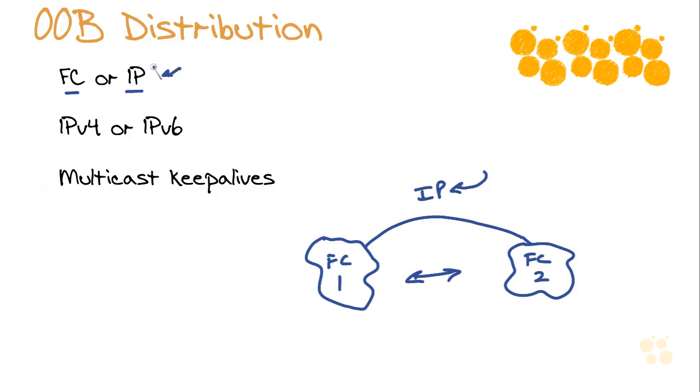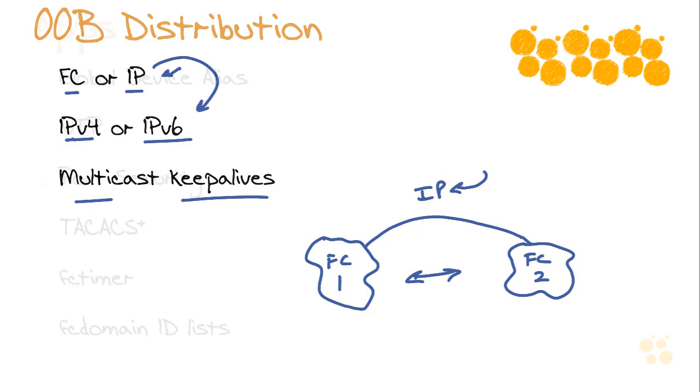When we are moving this information across an IP environment, great news. It could be v4 or v6 that we're doing this with. And keep in mind that when we are distributing this information, we are using a multicast keepalive mechanism behind the scenes in order to ensure the peer that we are moving this information with is indeed still up and alive and able to receive it.